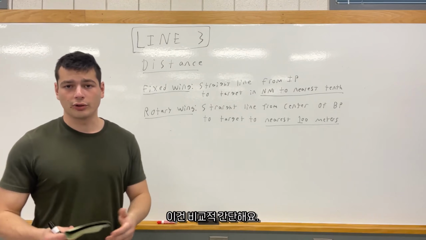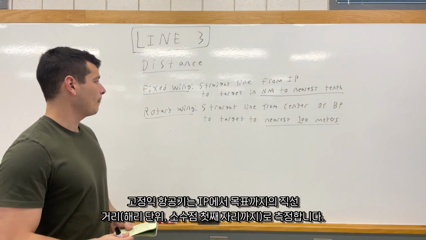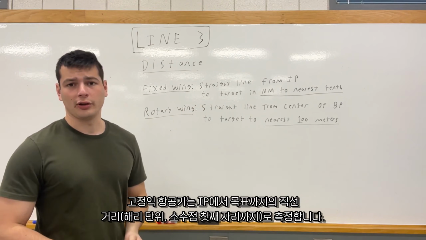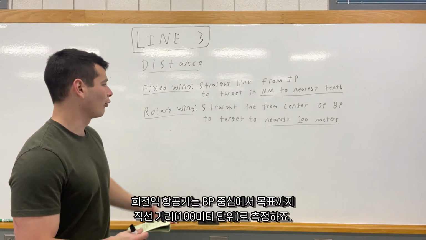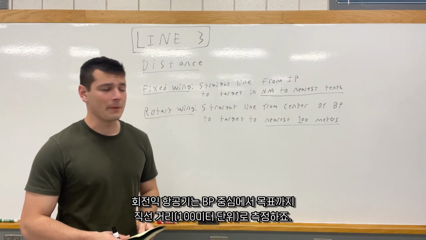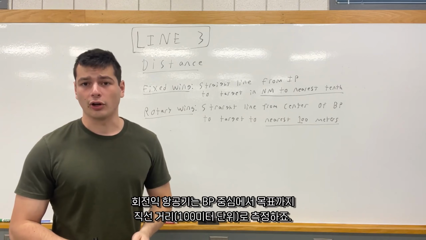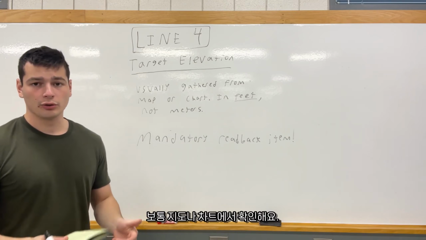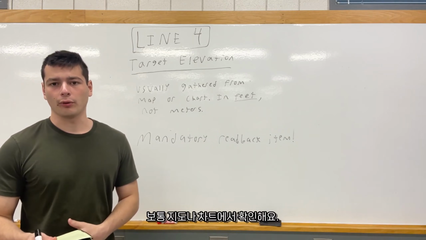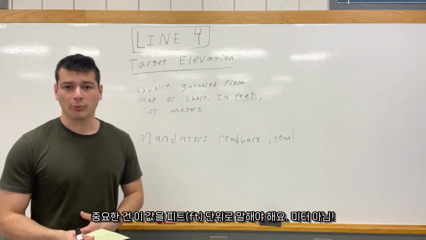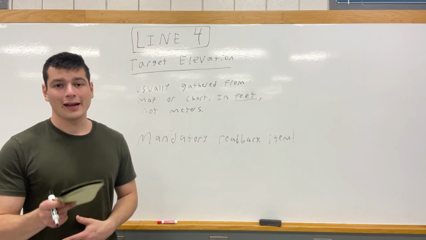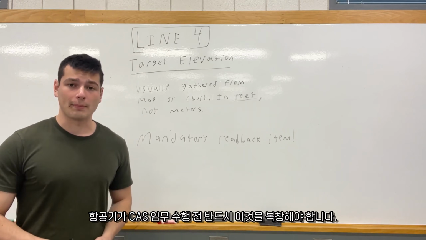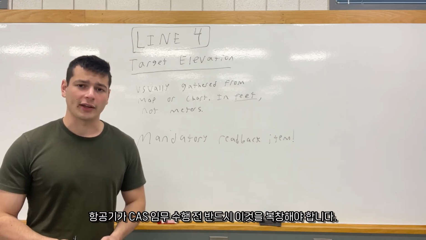Line 3 is distance. This one's a little more straightforward. For fixed wing, it's the straight line distance from the IP to the target in nautical miles to the nearest 1/10 of a mile. And for rotary wing, it's a straight line from the center of the BP to the target in the nearest 100 meters. Line 4 is also pretty straightforward. This is your target elevation. Usually you would acquire this from a map or a chart. The important thing to remember is that you're expressing this in feet, not meters. And also remember, line 4 is a mandatory readback item, meaning the aircraft must read back line 4 to the JTAC before conducting the CAS mission.